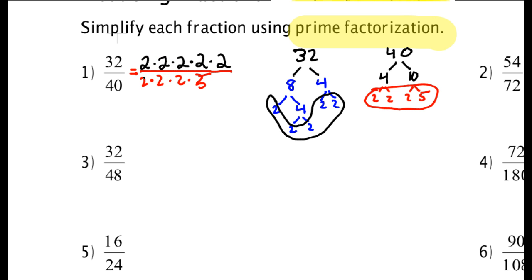So now we can see 2 divided by 2 is 1. 2 divided by 2 is 1. 2 divided by 2 is 1. Those all cancel out, and whatever's left over is your answer. I'm left over with a 2 times 2, 4, and 5.